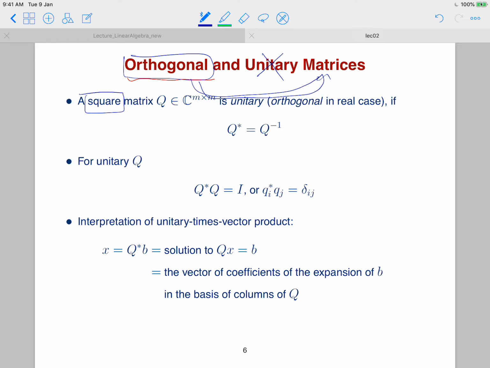Okay, and it has interesting properties. It's like Q transpose Q equals identity in the real number case, right? And Q is again a square matrix, and thus it gives us the inverse matrix of Q. So here we can see that Q inverse is actually Q transpose.